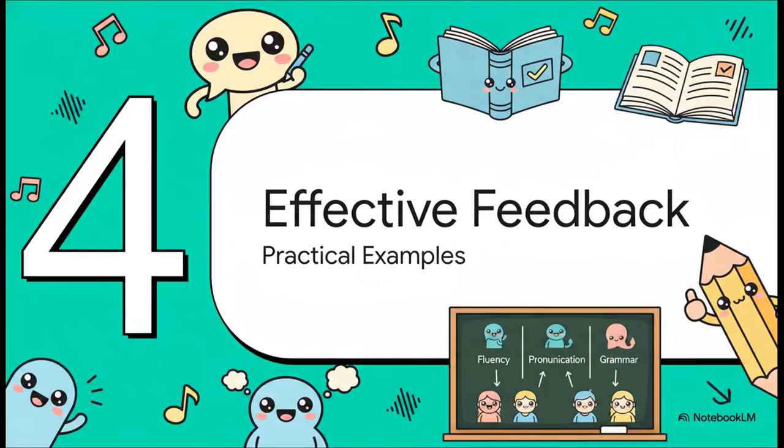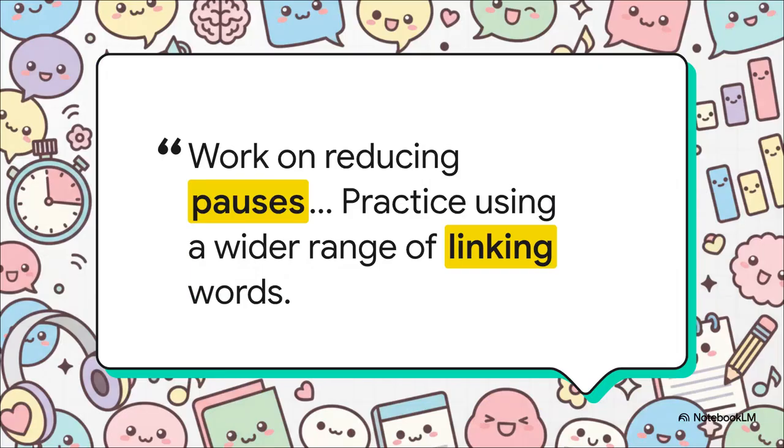Let's put this into practice with part 4, giving effective feedback. So, how do you actually transform vague feedback into an actionable step for fluency and coherence? Well, instead of just saying something like, try to speak more smoothly, give them a specific mechanical tool. Tell them to practice using linking words. Words like however, on the other hand, or as a result. This bridges the gap between identifying an awkward pause and actually giving the student a concrete way to fill it.